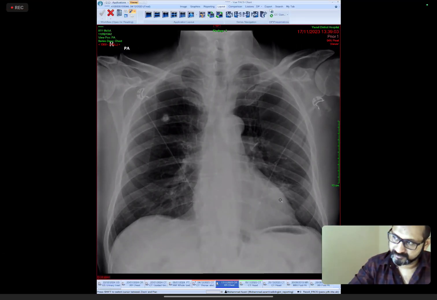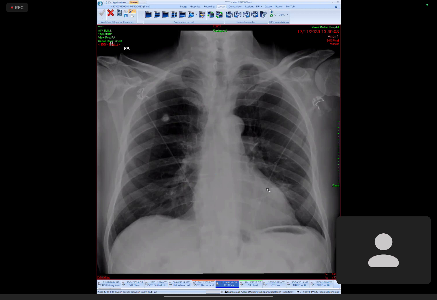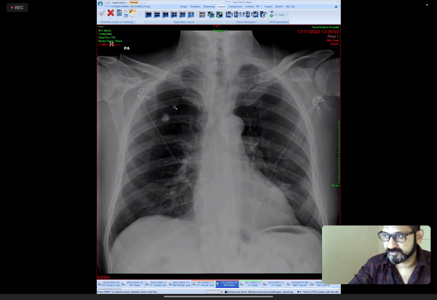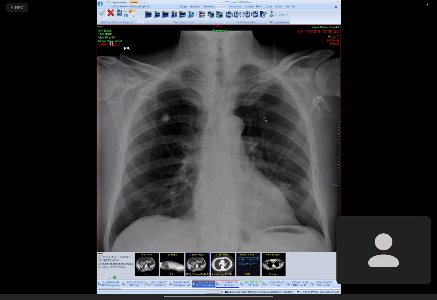Opacity here. Can you see? Yes, sir, now I can see. Okay, so it was a deceiving thing and you were stuck here. Just giving you feedback. Load it again.